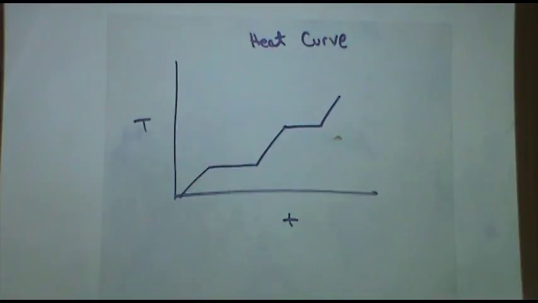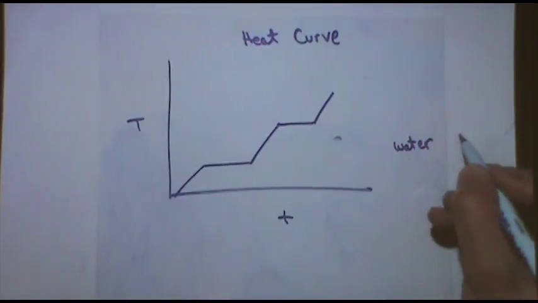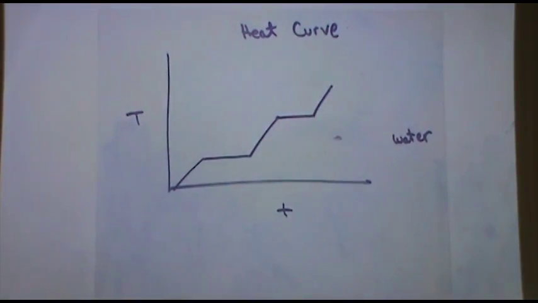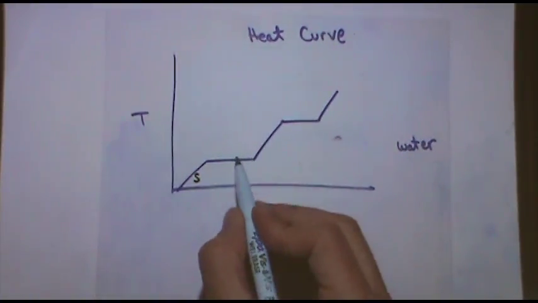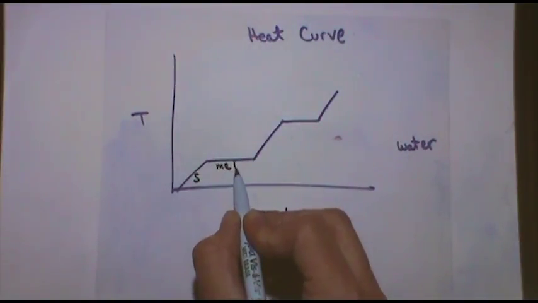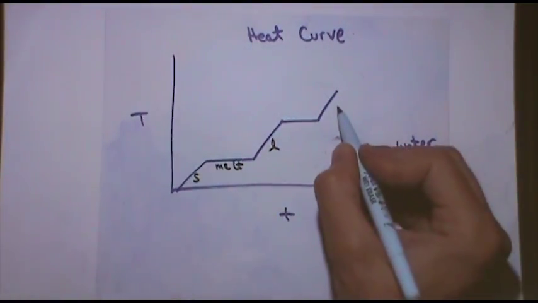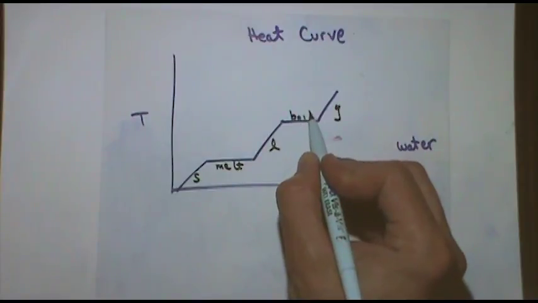Generally be aware of the conceptual parts of the heating curve. Let's say we're heating water, just to make this easy. All right, so what phase is this first part right here? That is solid. This is melting, so we have a liquid and a solid there. Liquid, gas. This is boiling or vaporization.